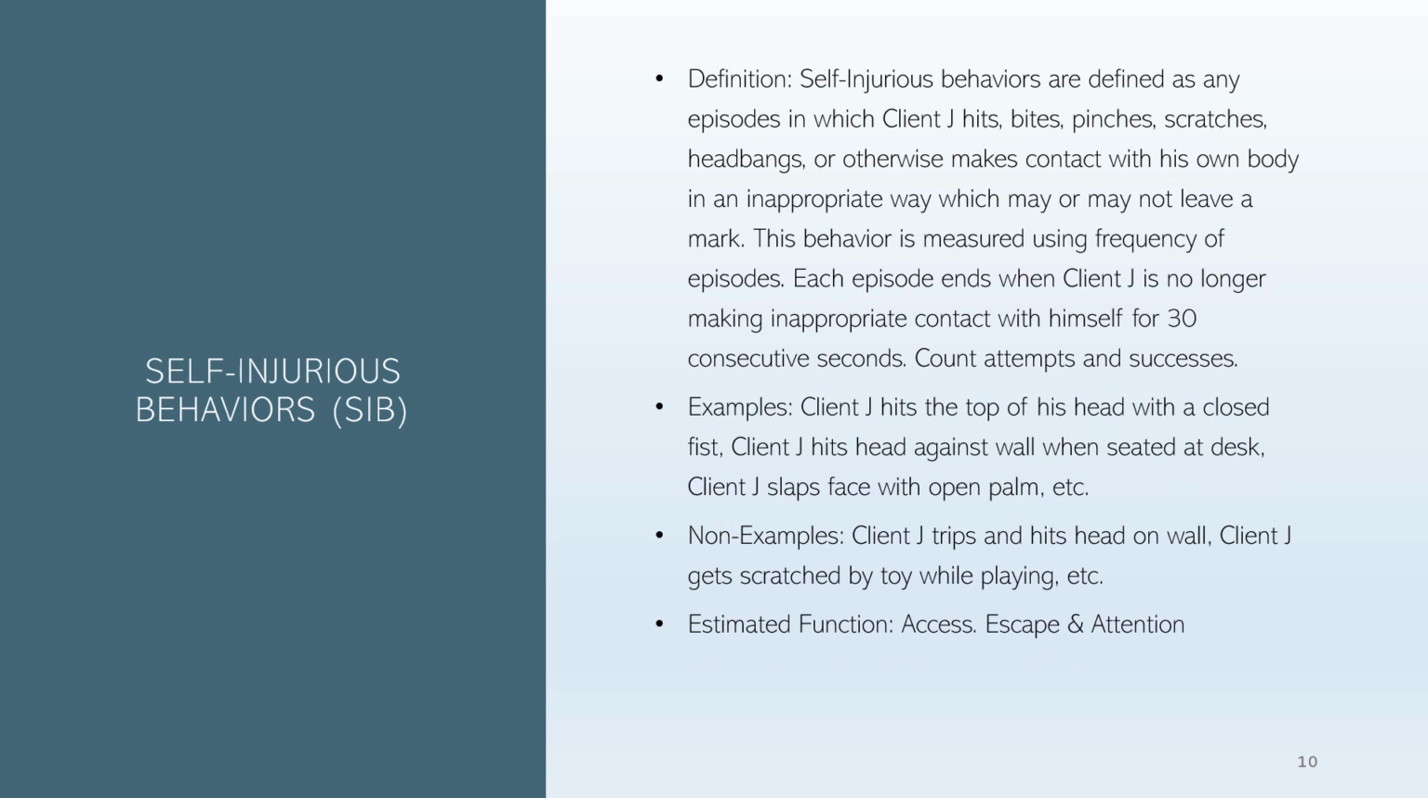The next behavior of concern is self-injurious behaviors, or SIB. SIB behaviors are defined as any episode in which Client J hits, bites, pinches, scratches, headbangs, or otherwise makes contact with his own body in an inappropriate way, which may or may not leave a mark. This behavior is measured using frequency of episodes. Each episode ends when Client J is no longer making inappropriate contact with himself for 30 consecutive seconds. We count each attempt and/or success. The estimated function of this behavior includes access to preferred items, escape from demands, and attention.